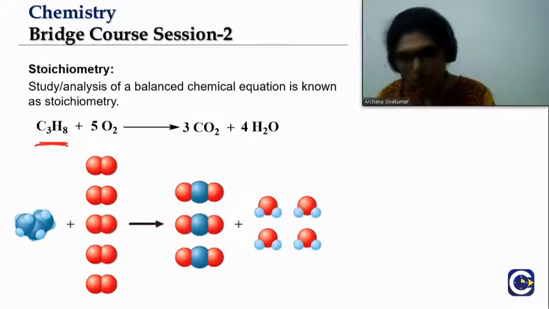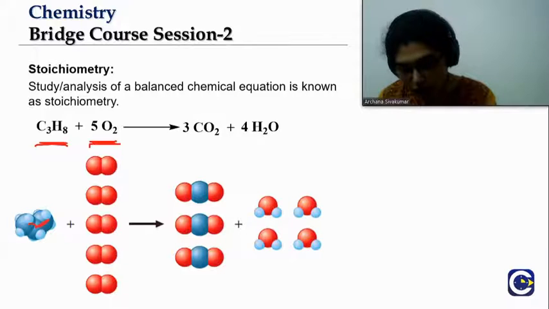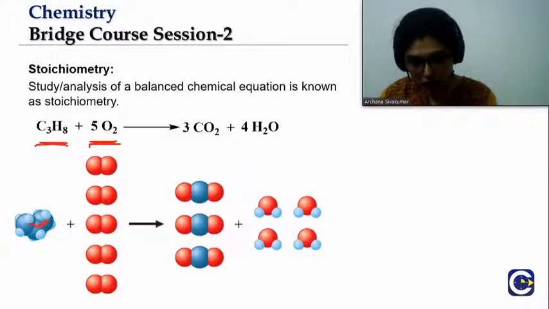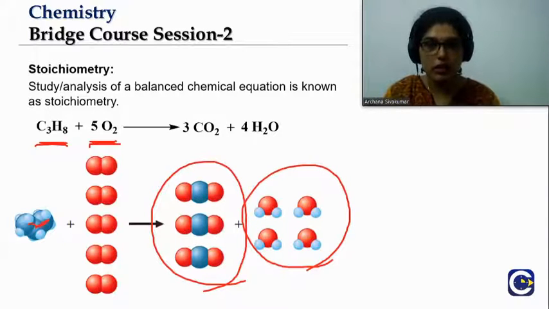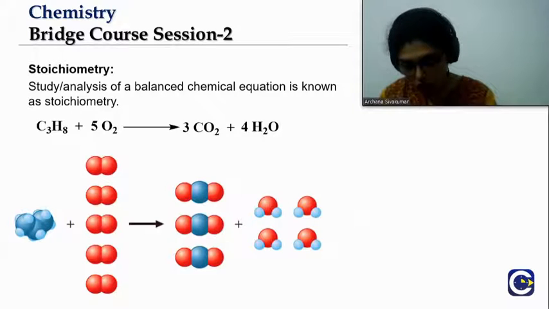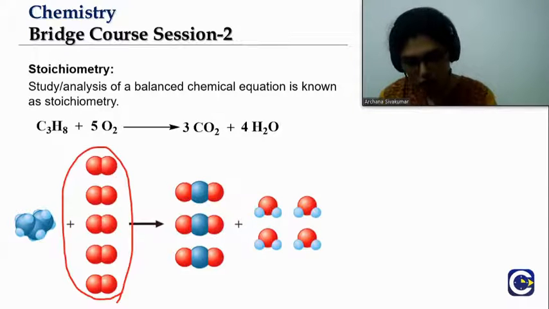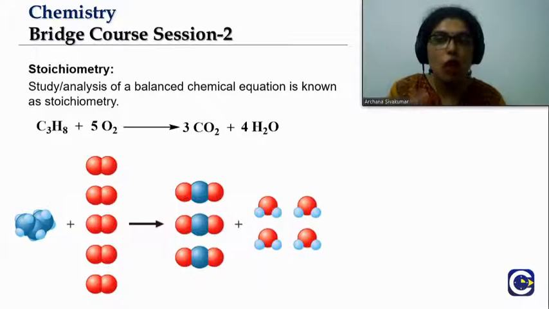So looking at this reaction, from stoichiometry or from a balanced chemical equation, I can know that one propane molecule which has 3 carbons and 8 hydrogens reacts with 5 oxygen molecules to give 3 carbon dioxide molecules and 4 water molecules. From this, we find out that one propane reacts with 5 oxygen to give off 3 carbon dioxide and 4 water molecules. So this is what we find out from stoichiometry.